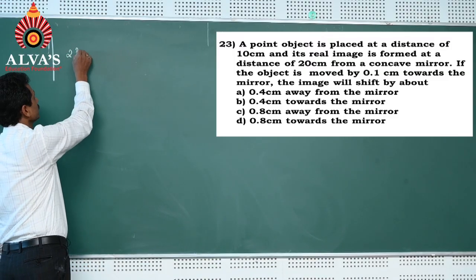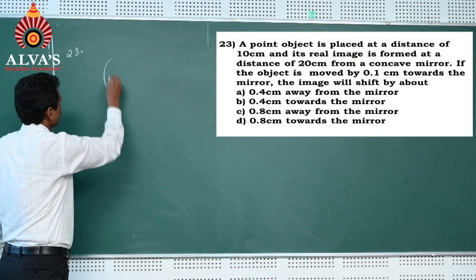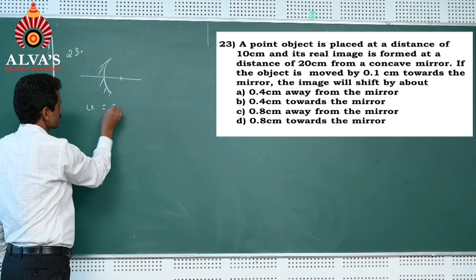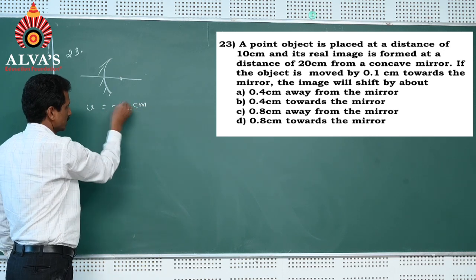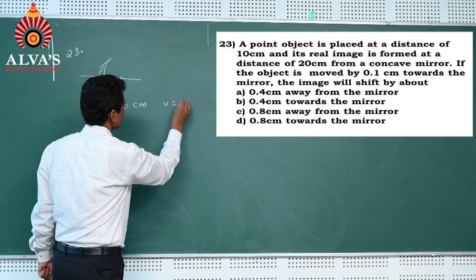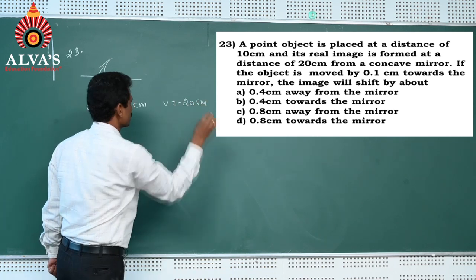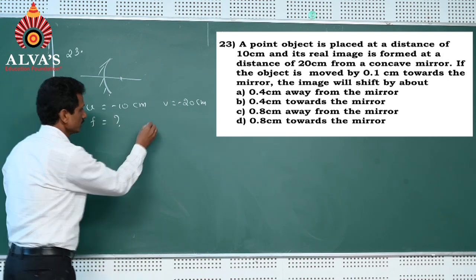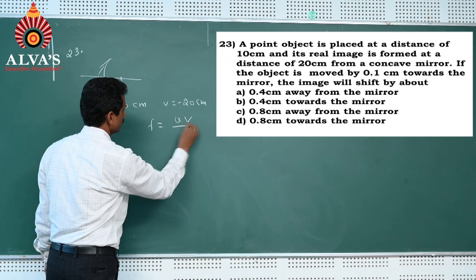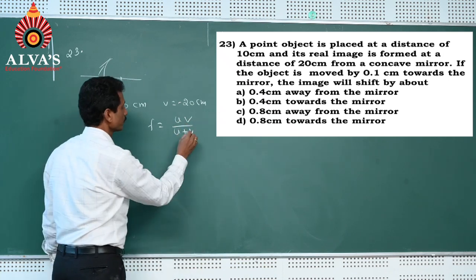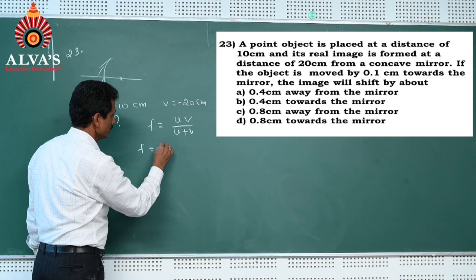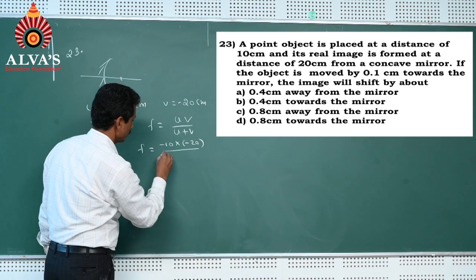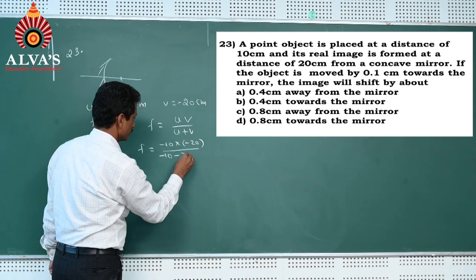Question number 23. A concave mirror is given. Object distance is 10 centimeter, using sign convention minus 10, and image distance is 20 centimeter, also minus 20 using sign convention. You can find out the focal length, that is f is equal to uv divided by u plus v. That is f is equal to minus 10 into minus 20 divided by minus 10 minus 20.